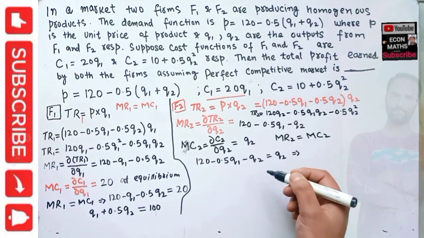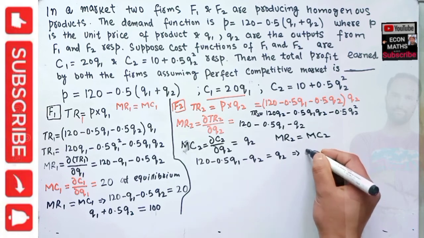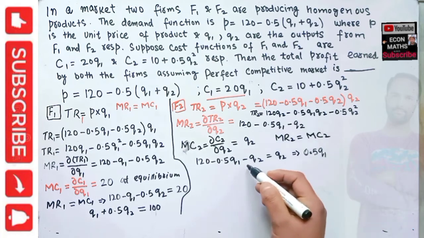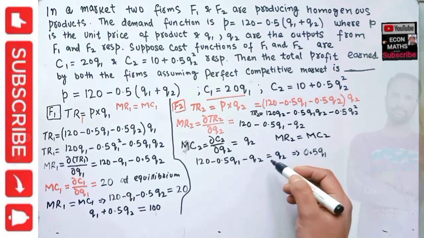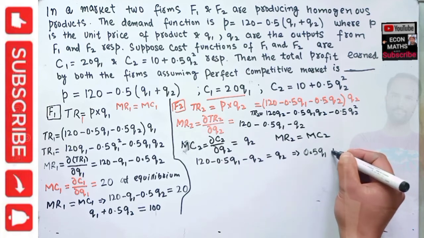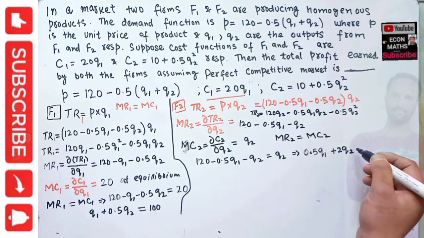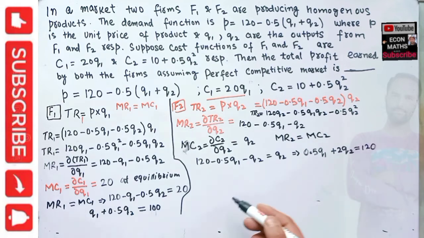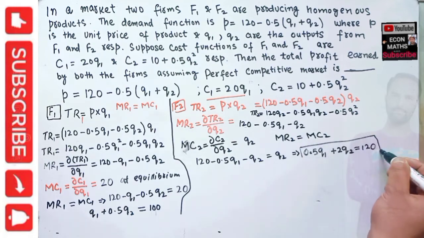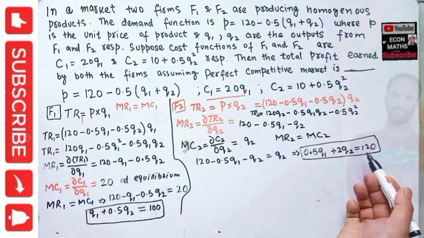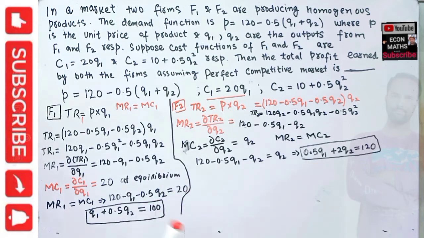I can do one thing here. If I transpose these terms, we have 0.5 Q1. When I transpose this to the RHS, Q2 plus Q2 will become 2Q2, is equal to 120. So we have two equations: this equation is for the second firm and this is for firm one. Now to get the optimal values of Q1 and Q2, we will solve these two equations.